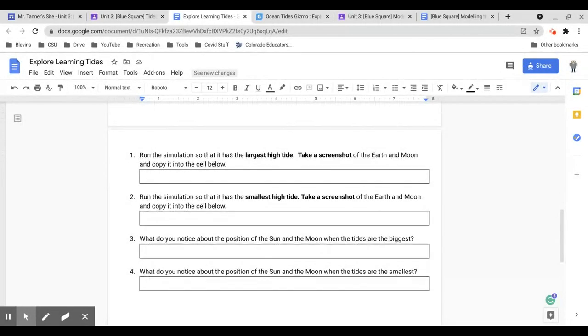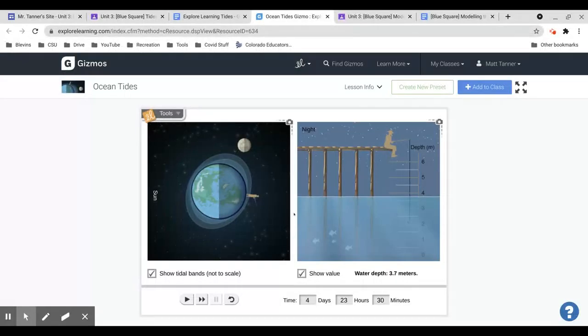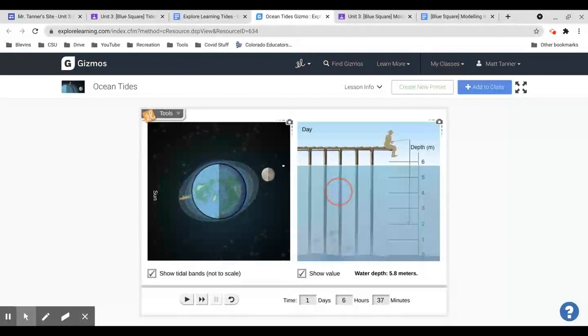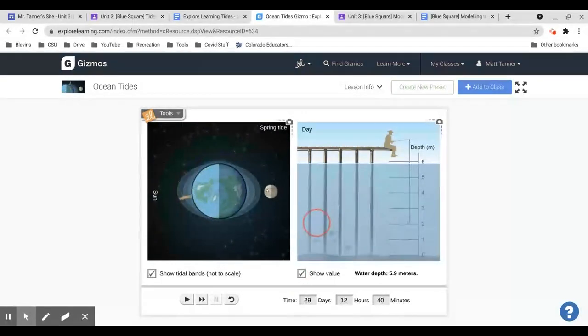It says, run the simulation so that the high tide is the largest it ever is. And I've already stated that the biggest high tide we see is 5.9 meters. And here's a nice trick. When it's paused, you can just move the moon around. Right, I can just go through these days really, really rapidly by moving the moon. And I'm looking for a 5.9 meter high tide.